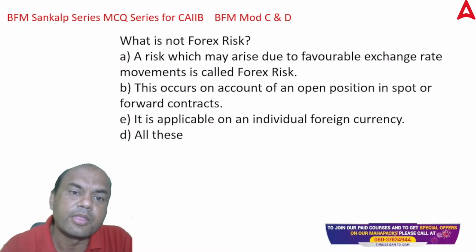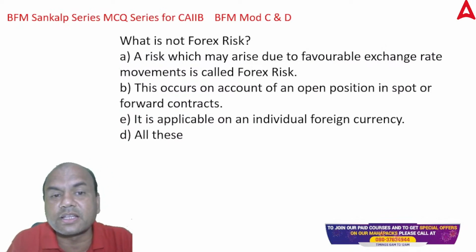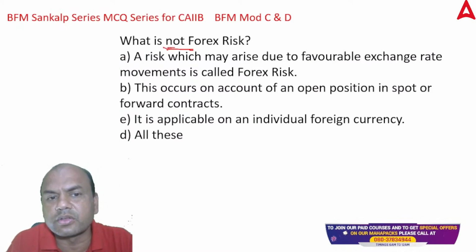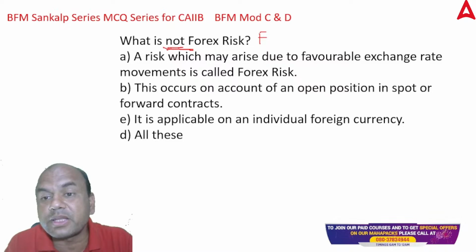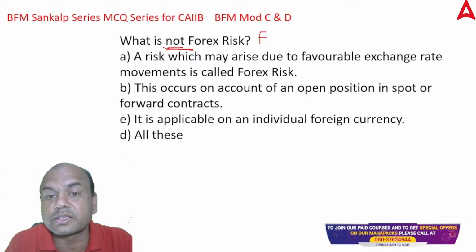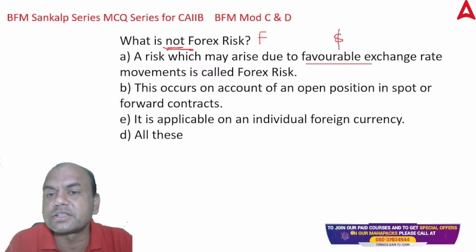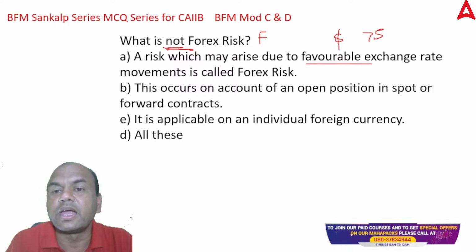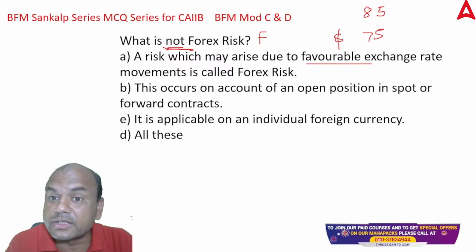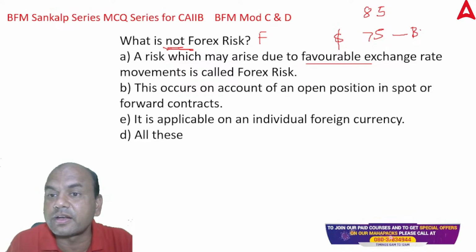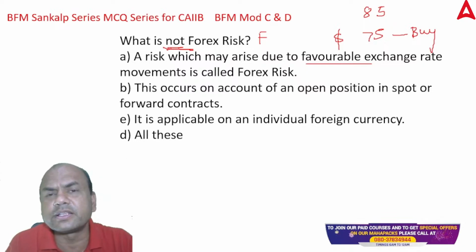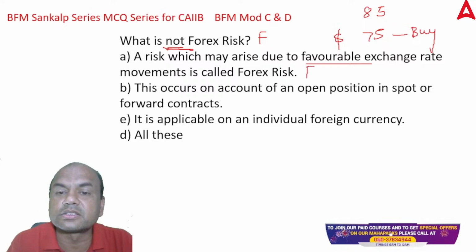What is not a forex risk here? That's why they ask you these negative questions. We want the false one. A risk may arise due to favorable exchange rate movements in the forex. It's called forex risk. Favorable means I buy a dollar for, let's say, 75 rupees, and now the dollar rate is 85 rupees. Is this a risk to me? I have purchased it at this rate and now the rate is 85. It is good for me, isn't it? So this is not a risk. This is false, and this is what I want.